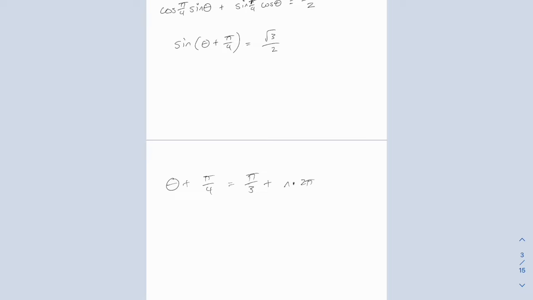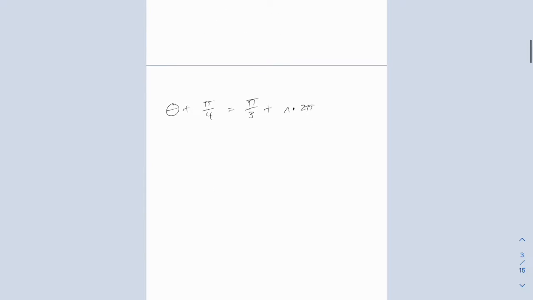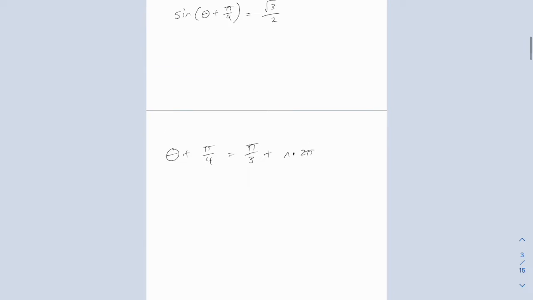what I'm dealing with here is the general solution. And so if I get this, we can go pi over 3 minus pi over 4, and that's going to give me 1 over 12 pi plus, sorry, my pen is terrible right now, n times 2 pi, okay?